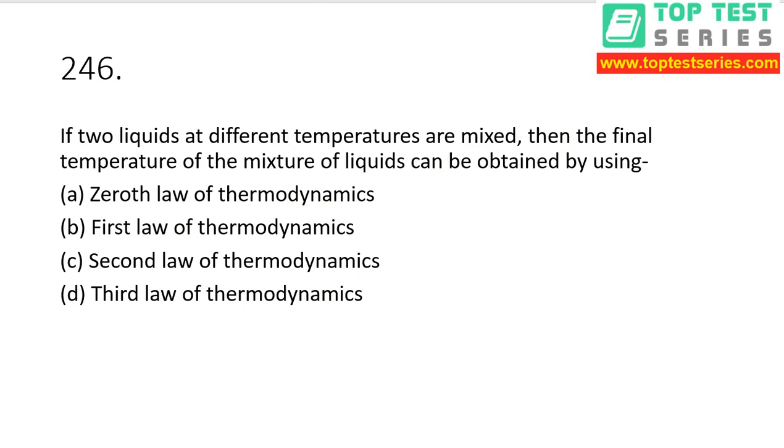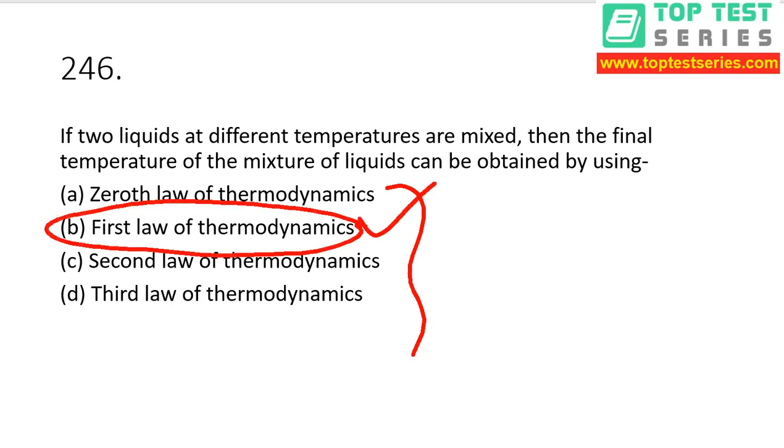If two liquids at different temperatures are mixed, then the final temperature of the mixture of liquids can be obtained by using 0th law of thermodynamics, first law of thermodynamics, second law of thermodynamics, or third law of thermodynamics. So my dear, here we have to use the concept of law of conservation of energy. That means energy is conserved, doesn't matter what we do. If we use that concept, we can find the answer. Therefore, we have to use the first law of thermodynamics. The other name of first law of thermodynamics is what? Law of conservation of energy, as well as Joule's law.